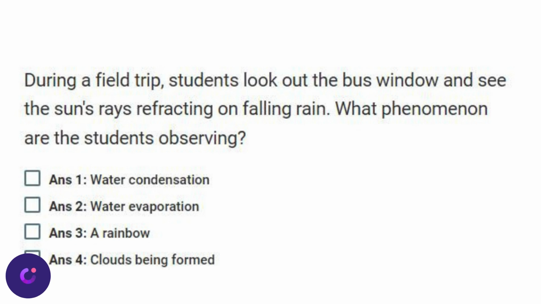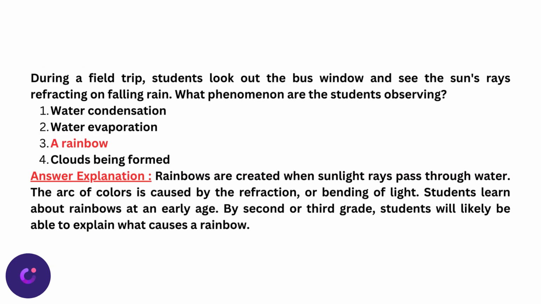During a field trip, students look out the bus window and see the sun's rays refracting on falling rain. What phenomenon are the students observing? A rainbow. Rainbows are created when sunlight rays pass through water. The arc of colors is caused by the refraction, or bending, of light. Students learn about rainbows at an early age. By second or third grade, students will likely be able to explain what causes a rainbow.